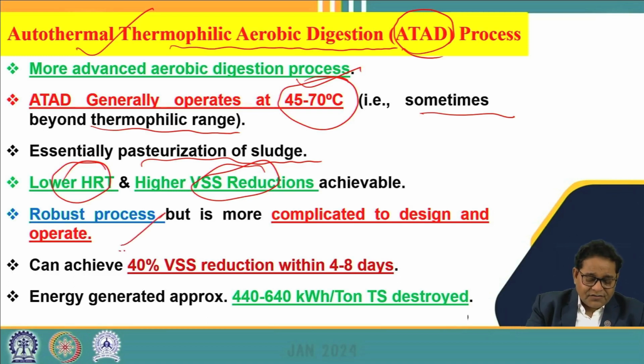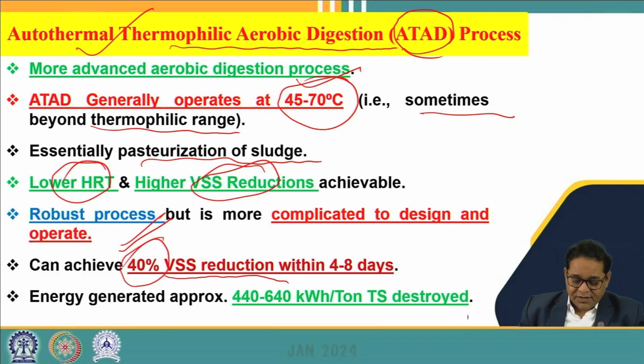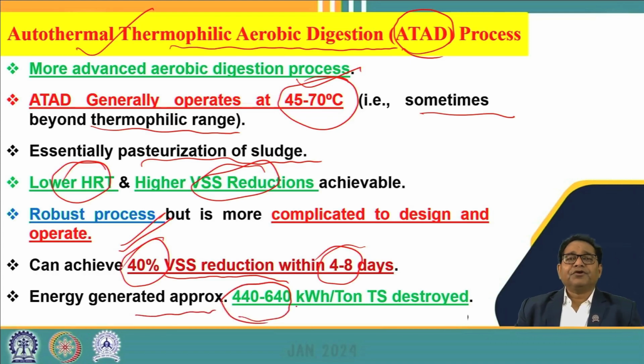In terms of process robustness, this is one of the most robust processes. Its design and operation are a little bit complicated. It can achieve around 40 to 50% of VSS reduction within 4 to 8 days, which is the minimum digestion period required among different configurations. This also helps in the generation of energy, around 450 to 650 kilowatts of energy generated per ton of total solids digested. So this is one of the processes where it yields energy also.